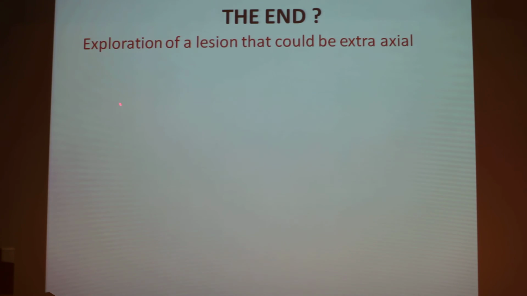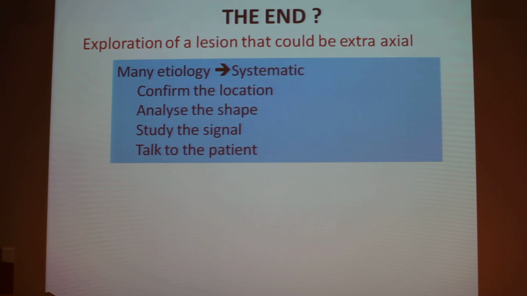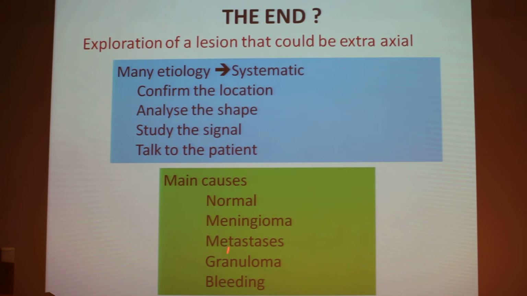Okay, so exploration of a lesion that could be extra-axial has many etiologies. So you have to be systematic. First, confirm the location: is it really an extra-axial lesion? Analyze the shape: is it broad, thin, round? Study the signal and talk to the patient. It's really important. And you have many causes: normal ones, like large perivascular spaces, meningioma, metastasis, granulomas, and bleeding. These are the main etiologies.